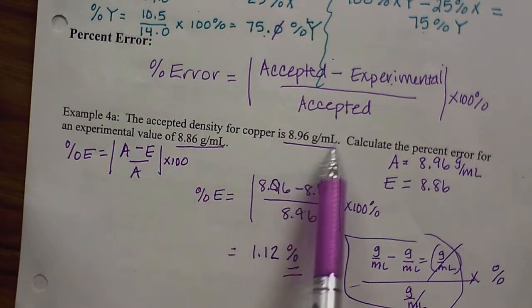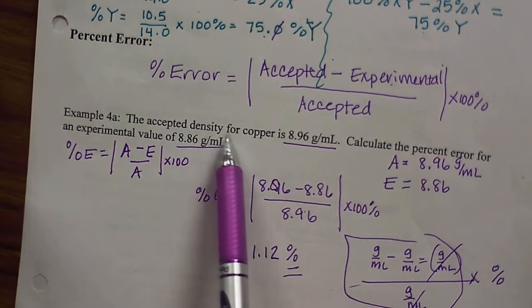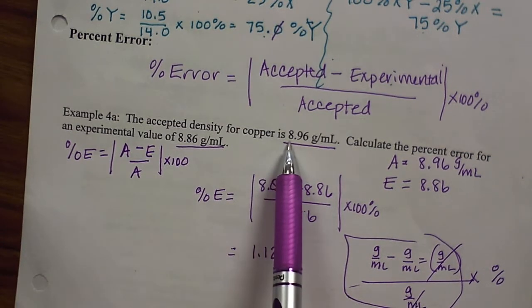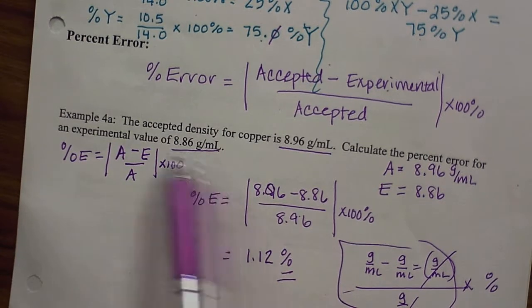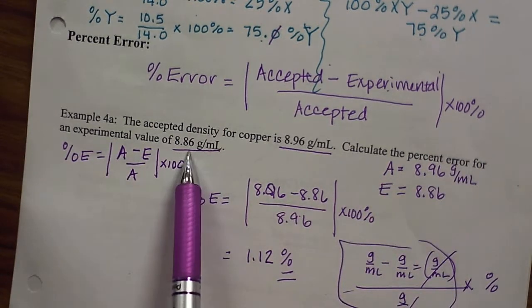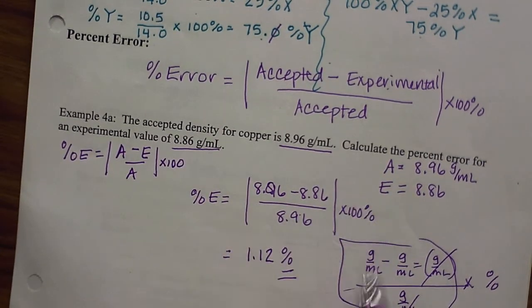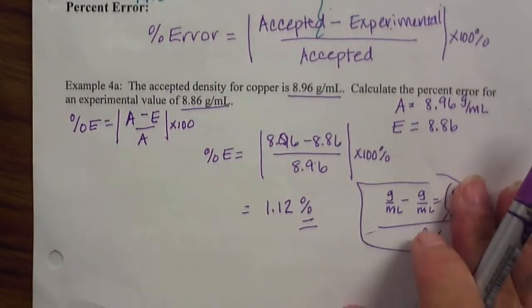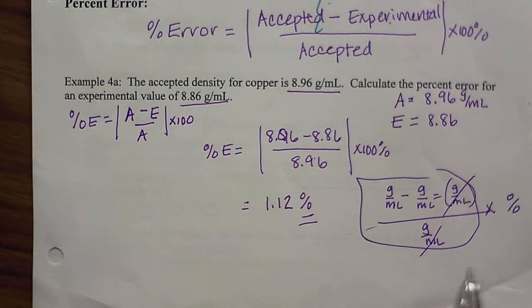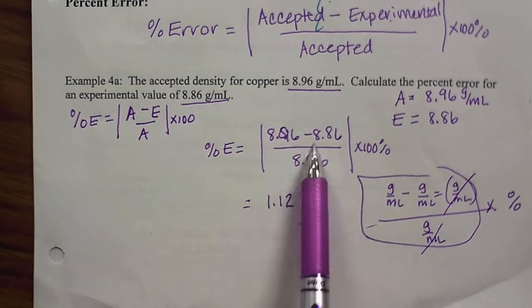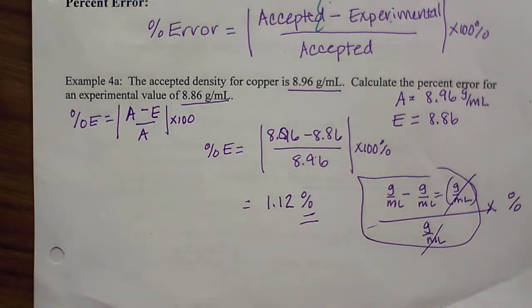So we take 8.96, which is the accepted density for copper. We subtract off 8.86, which is your experimental value, and we divide that by 8.96. And when we do that, we multiply it by 100, and you get 1.12%. And that is your percent error, which is always positive because of the absolute value bars.